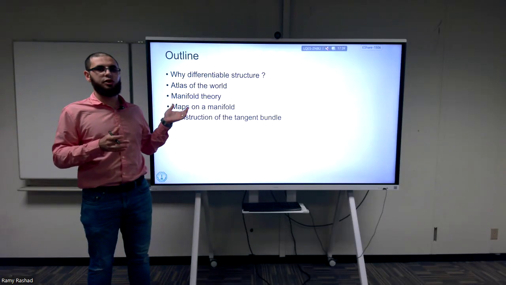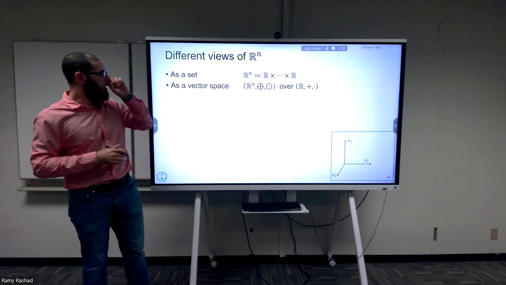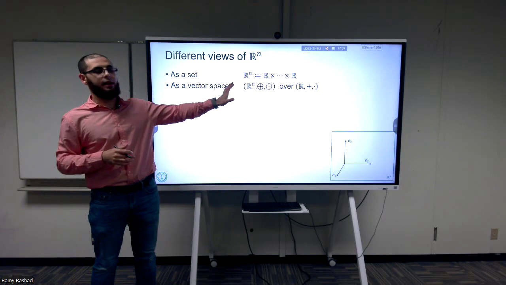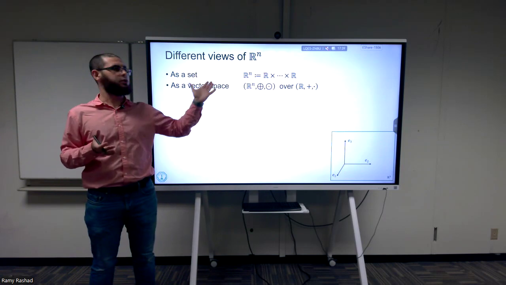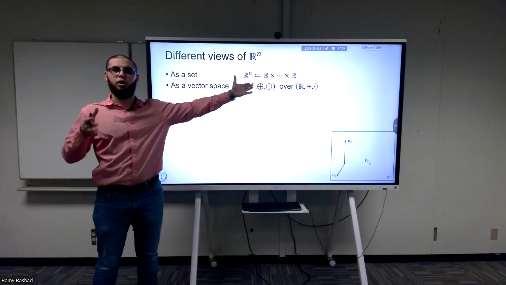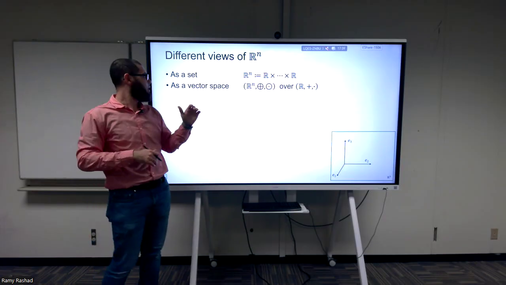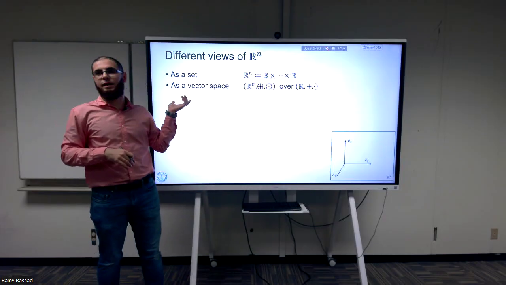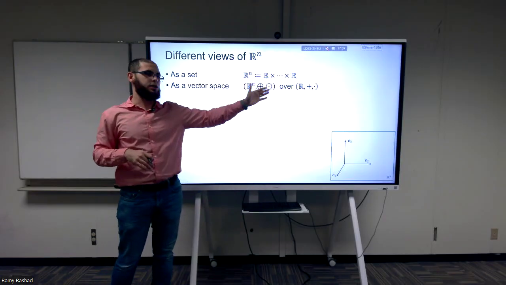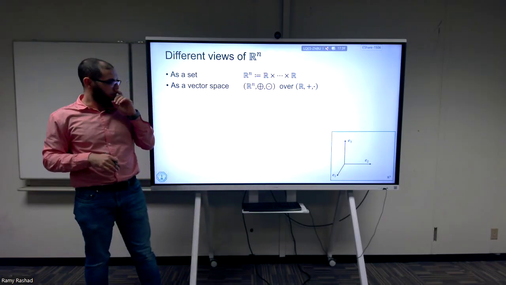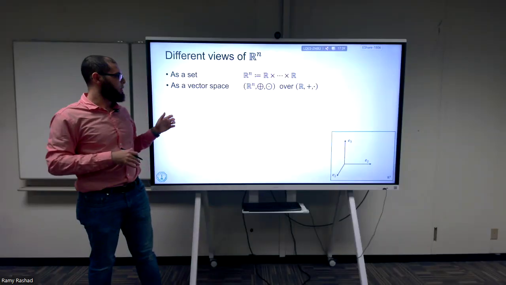The last structure we need to talk about is differentiable structure. We talked about Rn, different views of Rn. The first one is Rn as a set, which is simply the Cartesian product of R with R with R, n times. And we talked about Rn as a vector space over the field of real numbers with vector addition and scalar multiplication. And this is the Rn you're all familiar with and use all the time.